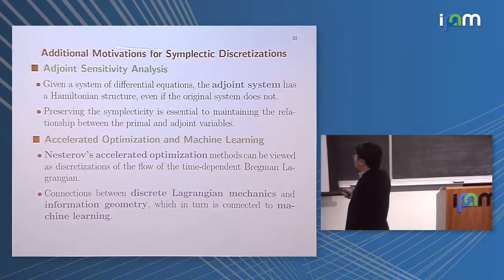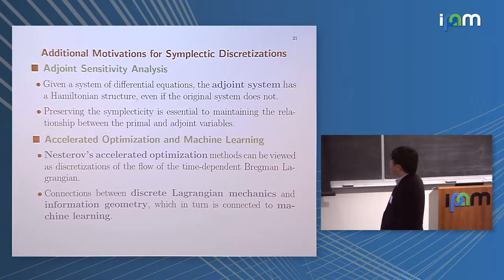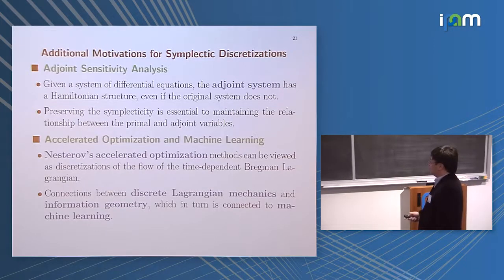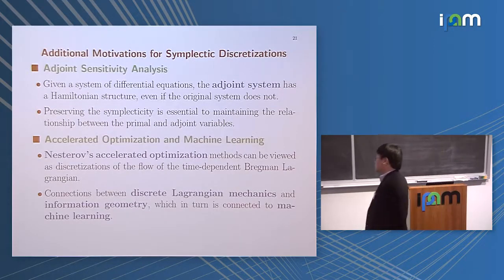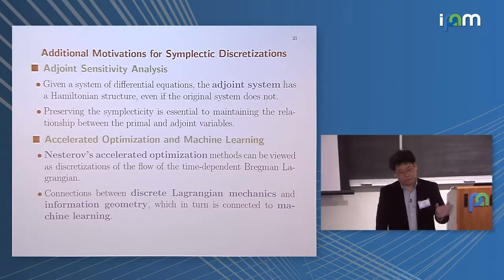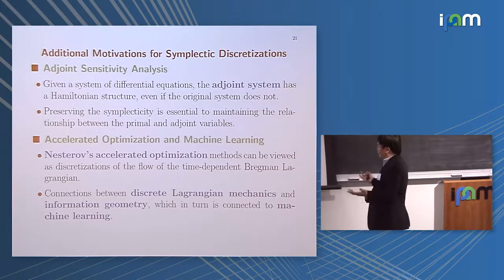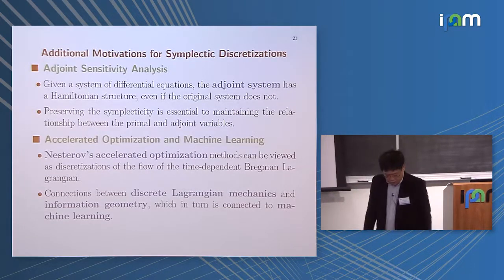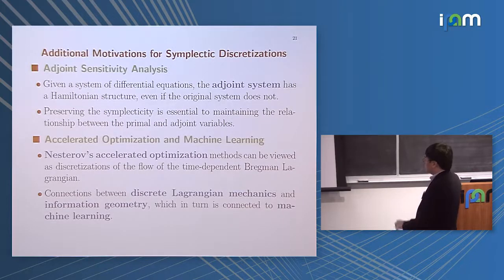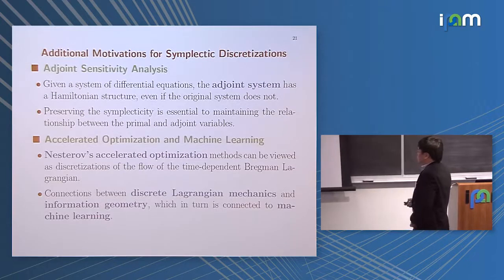And of course, sensitivity is a big part of many methods having to do with inverse problems. The other thing is that there have been some recent observations about what's known as Nesterov's accelerated optimization methods. It's one of those things with an optimal rate of convergence, given a certain class of information, if you will, about the thing you're trying to optimize. And you can view these things as discretizations of the flow of a time-dependent Bregman Lagrangian.